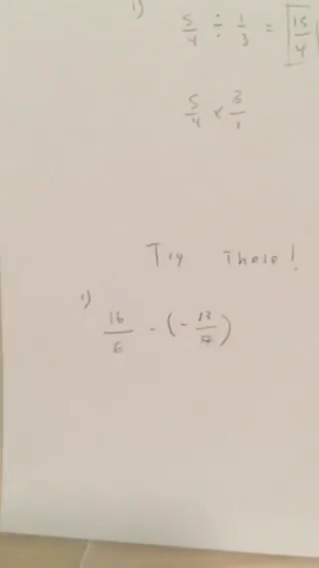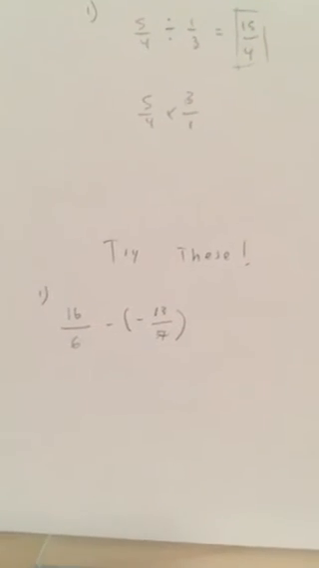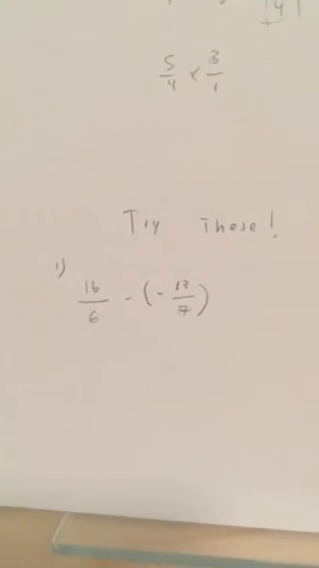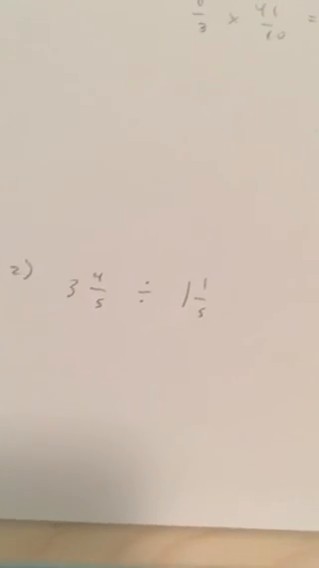Alright, as always, I'm going to give you 2 problems to try at home by yourself. First is an adding and subtracting problem: 1 6/6 minus, in parentheses, negative 13/7. And then our one for multiplying and dividing, which happens to be a division problem, is 3 4/5 divided by 1 1/5.